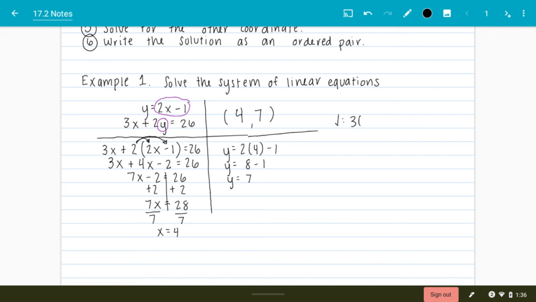So we have 3 times 4, because 4 is x, plus 2 times y, which is 7, should be equal to 26. 3 times 4 is 12. 2 times 7 is 14. And 12 plus 14 is 26. So 26 equals 26. So voila, it works.